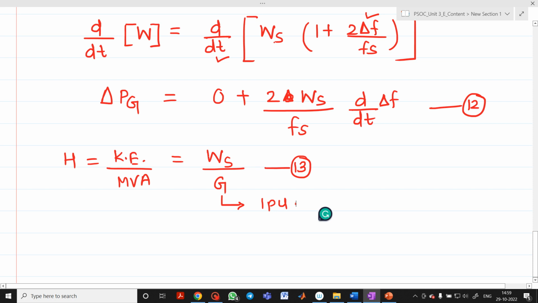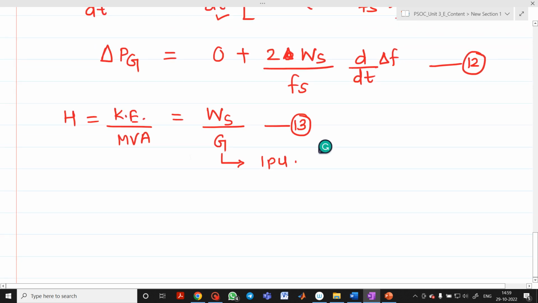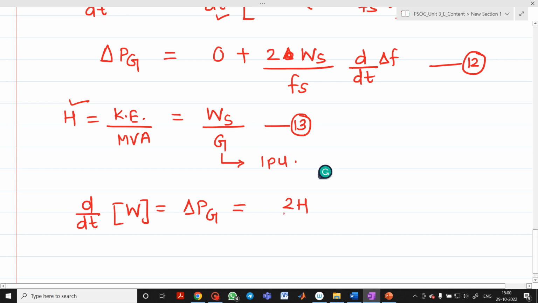So if I substitute this term in equation number 12, what will I get? d by dt of W, which is the same as your delta Pg, is equal to, in place of Ws upon G, where G is 1, I can write H. So my expression will be 2H upon Fs, as it is, d by dt of delta F. Now it will be in per unit because it is divided by MVA. Let's take this as equation number 14.